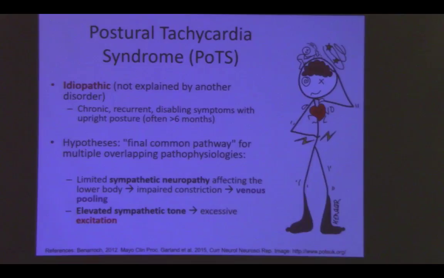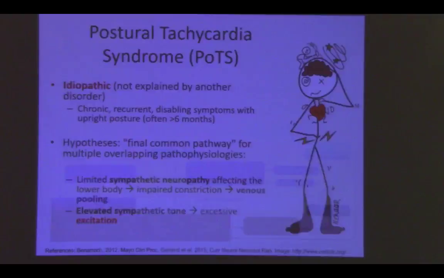We think that the underlying causes of this condition are a number of different types of pathology. And so we call POTS syndrome a final common pathway for a number of problems that can go on. Two specific examples that are specific to neurologic conditions that I've covered so far are signs of sympathetic dysfunction, specifically a neuropathy of that part of our nervous system, and signs of elevated sympathetic function where there's excessive excitation. That fight or flight part of our nervous system is getting revved up abnormally.